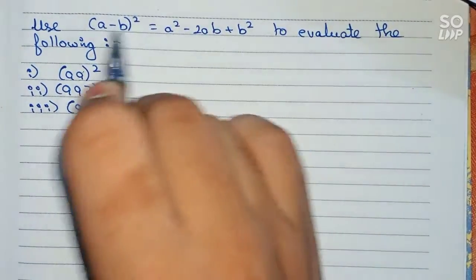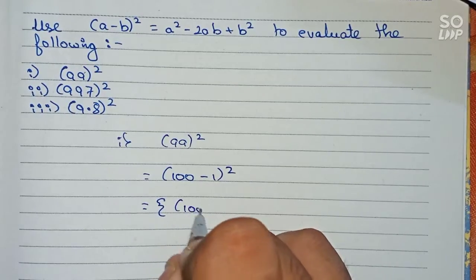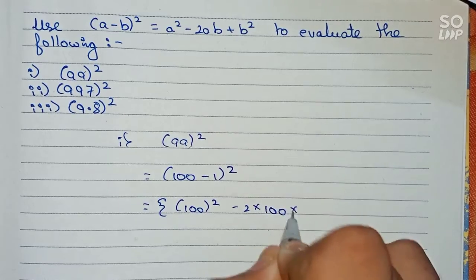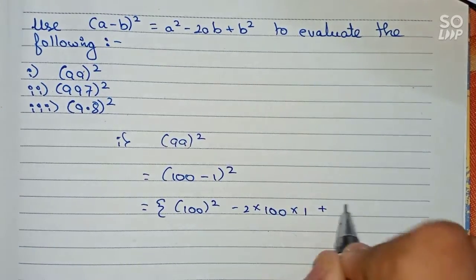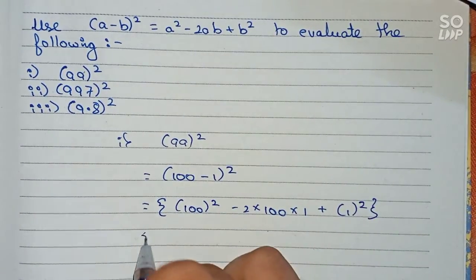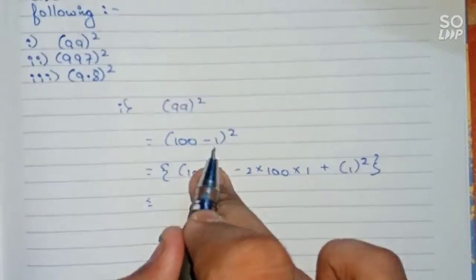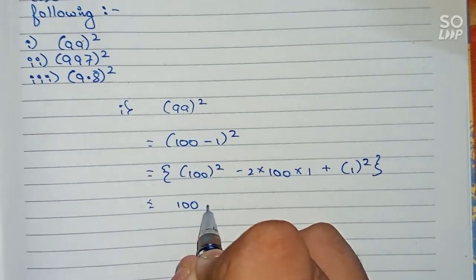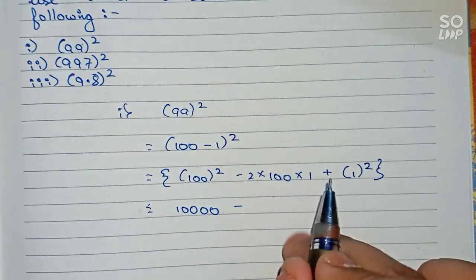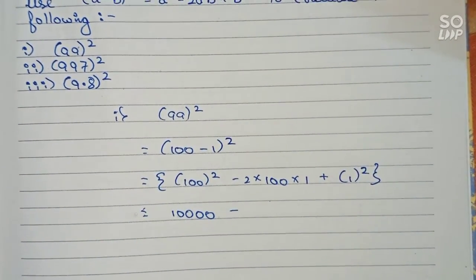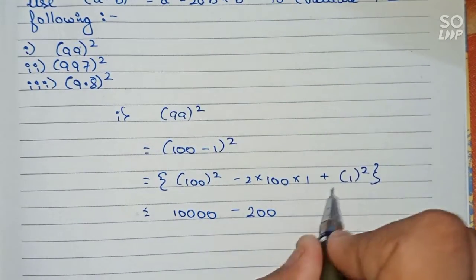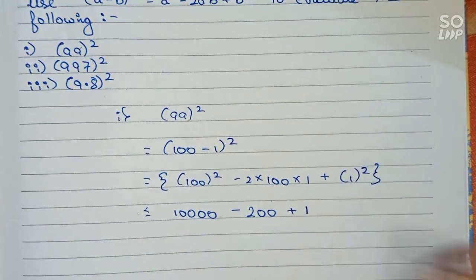So first 100 square as a square, minus 2ab, that means minus 2 into 100 into 1, then plus b square, that means plus 1 square, bracket close. So now 100 square, that means the number of zeros will be doubled. So 10,000, minus... 2 into 100 is equal to 200 multiplied by 1, so 200 only. So 10,000 minus 200 plus 1 square, that is 1 only.